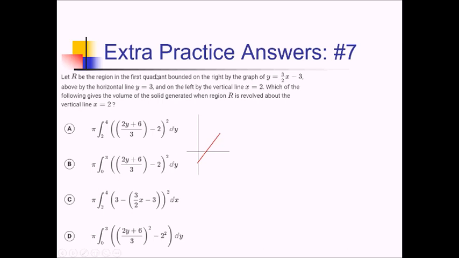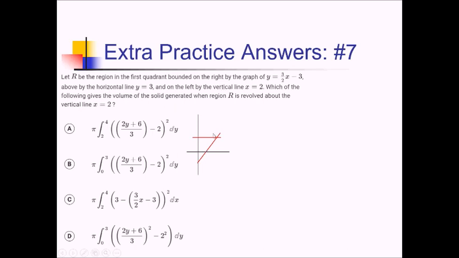Now we're bounded above by the horizontal line y equals 3, so that's somewhere up here. And we're bounded on the left by the vertical line x equals 2. Now I just said that this slanted line is hitting the x-axis at exactly x equals 2.